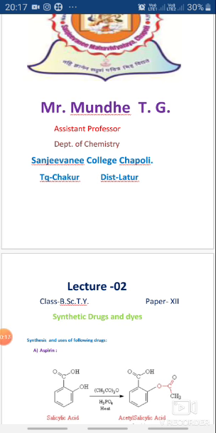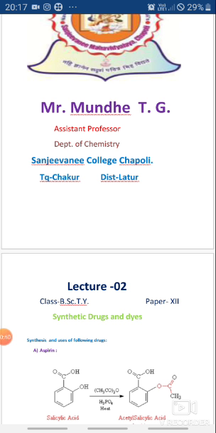Today we are continuing the lastly taught topic, that is synthetic drugs and dyes. Yesterday we have seen the definition of drug and its introduction. Then we had seen the characteristics of an ideal drug.